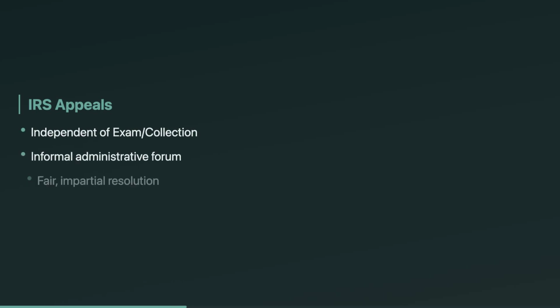Start with IRS Appeals. It's called the Independent Office of Appeals for a reason. It's separate from exam and collection. It's designed to resolve disputes fairly and impartially, without favoring you or the government. It's also more informal than court, and appeals officers are instructed to seriously consider settlement offers. On the exam, think administrative resolution and independent.